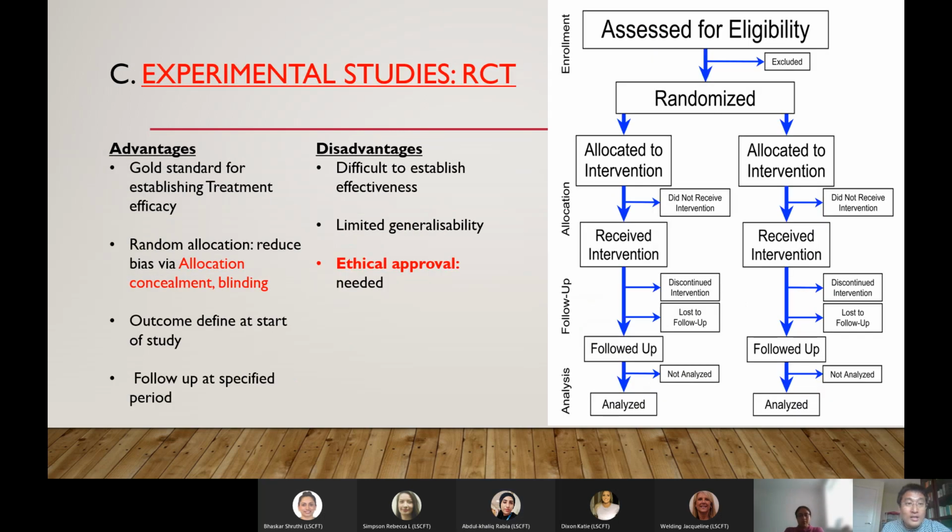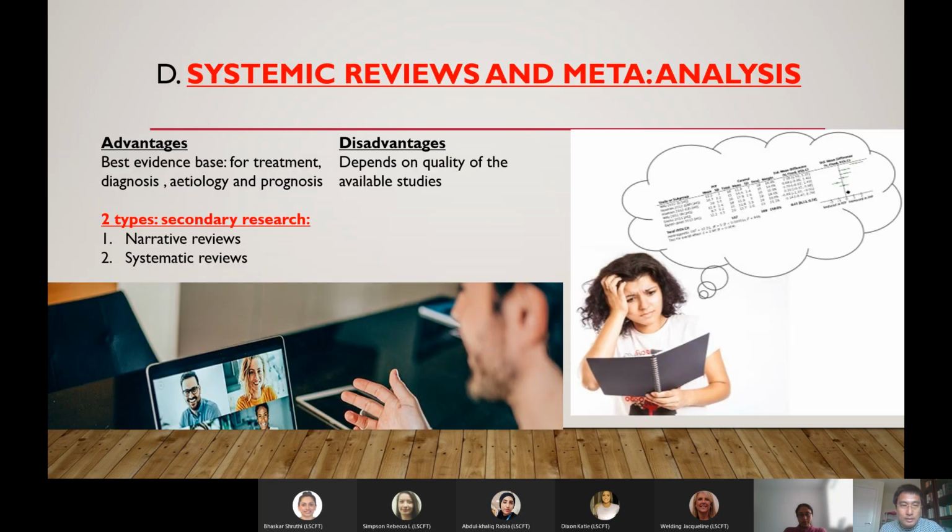Okay, now is the experimental RCTs. In RCT itself, we're just going to focus on 2 things. The RCT itself, I'm going to cover after the break in more depth. RCT is done in a controlled environment, and ethical approval is needed. So let us skip this one.